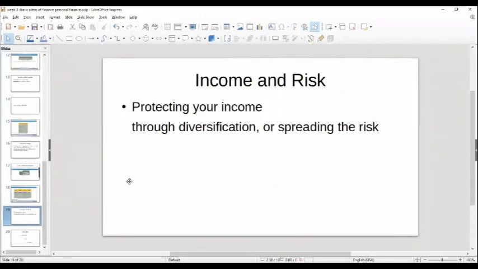As we are discussing assets, risk is involved. In managing our finances, it is a must that we know how to protect our income. And in protecting our income, there are risks. To avoid this risk, we have to diversify our investments, and in that way, we are spreading the risk.